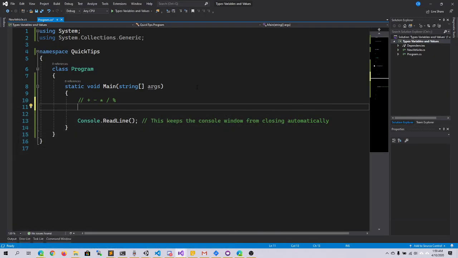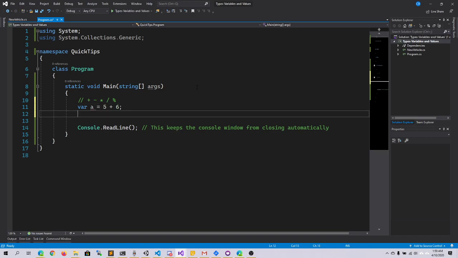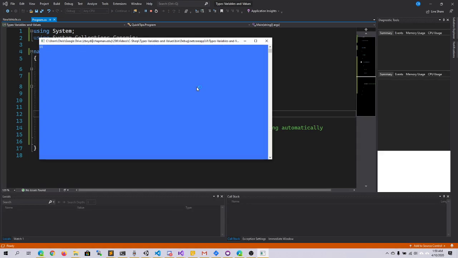Now, let's go ahead and look at some examples. We'll start with the plus. We're going to use the var data type, simply so that we don't have to worry about whether we're doing ints, floats, so on and so forth. So var a equals 5 plus 6, Console.WriteLine a. This right here should produce 11. I'm adding 5 and 6 together. And there we go, 11.